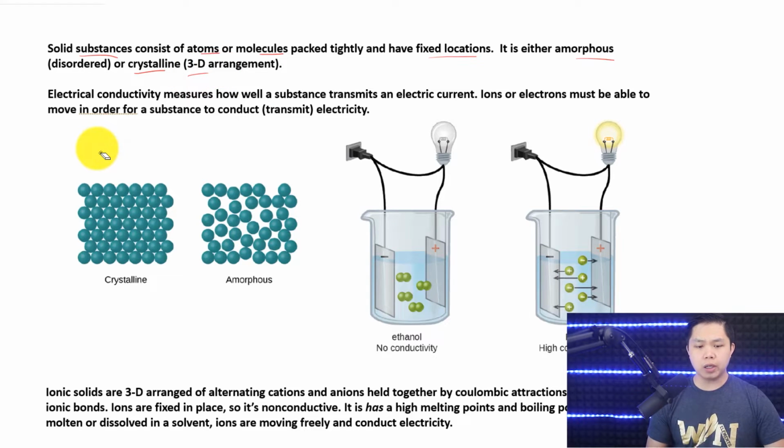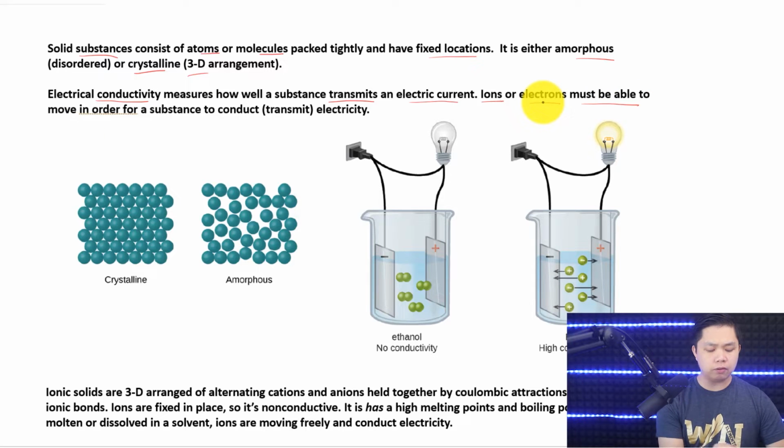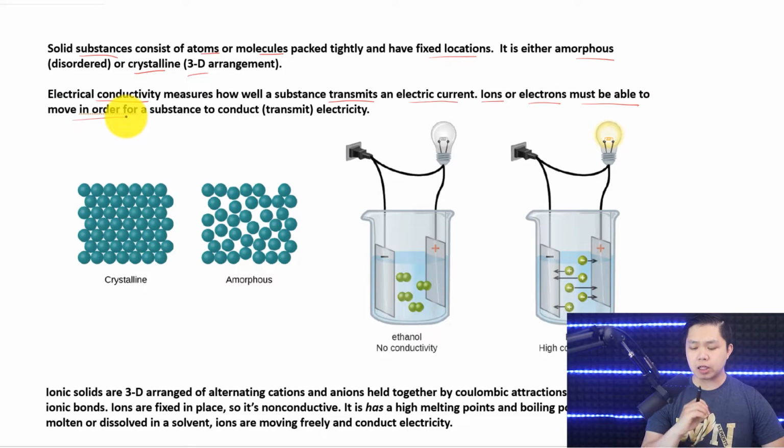Before we look at different solids, we need to understand the term electrical conductivity, specifically conductivity. Now, conductivity measures how well a substance transmits, or in other words, transfers electric current. Now, think about it. In order to transfer, we need to have some kind of movement, right? When we look at conductivity, we're looking in terms of ions and electrons. In order to be a good conductor, the ions or the electrons in the substance need to be able to move freely. So in order to conduct electricity, the ions or the electrons need to be able to move.